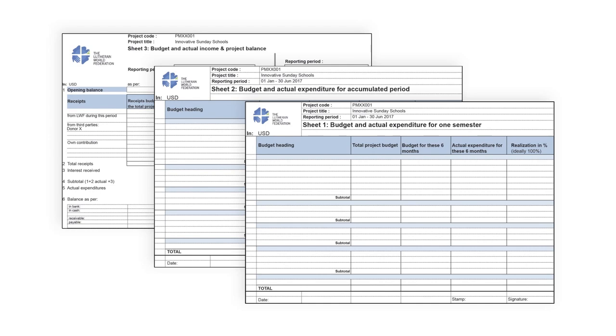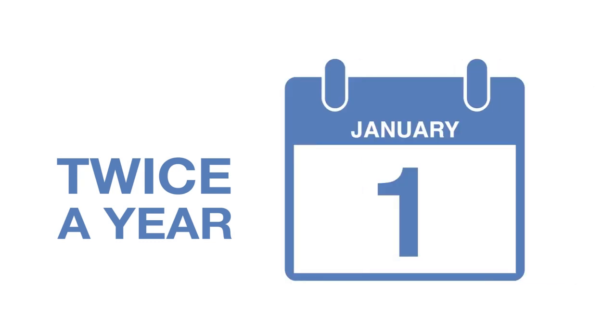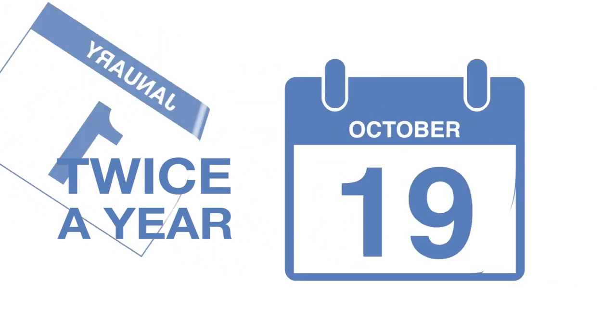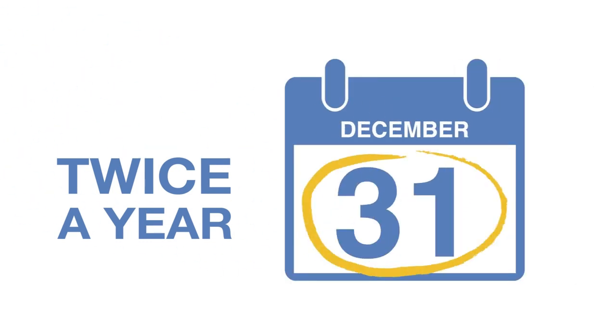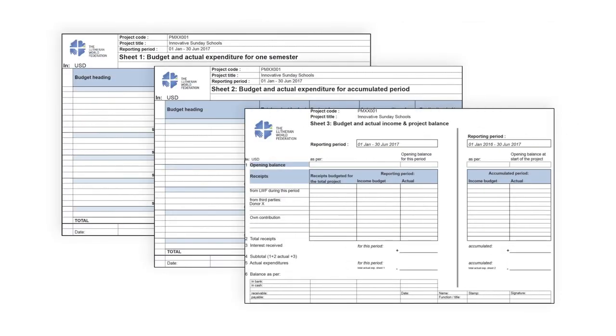Similar to the narrative reports, the financial reports shall be produced twice annually, according to the calendar year of January the 1st through to December the 31st. One semester is 6 months. Let's take a look at the financial reporting form.